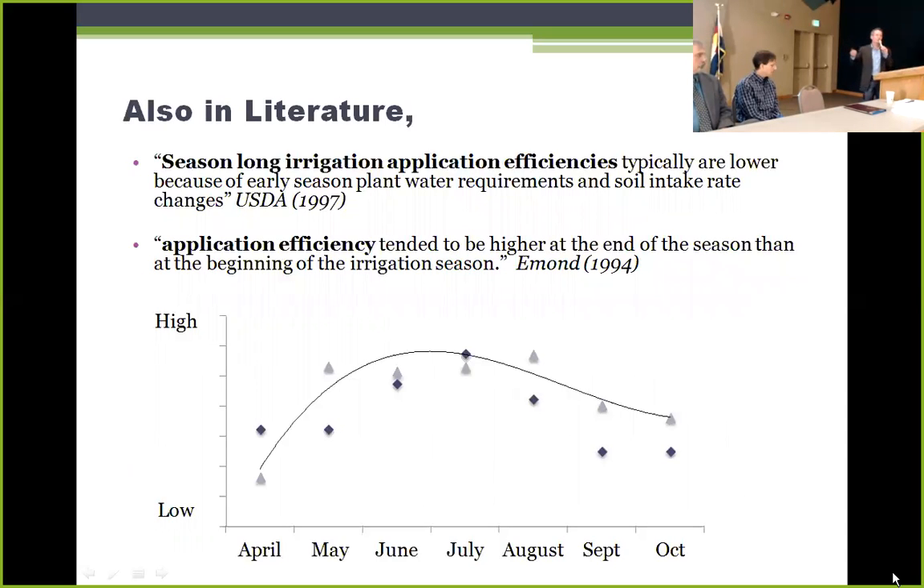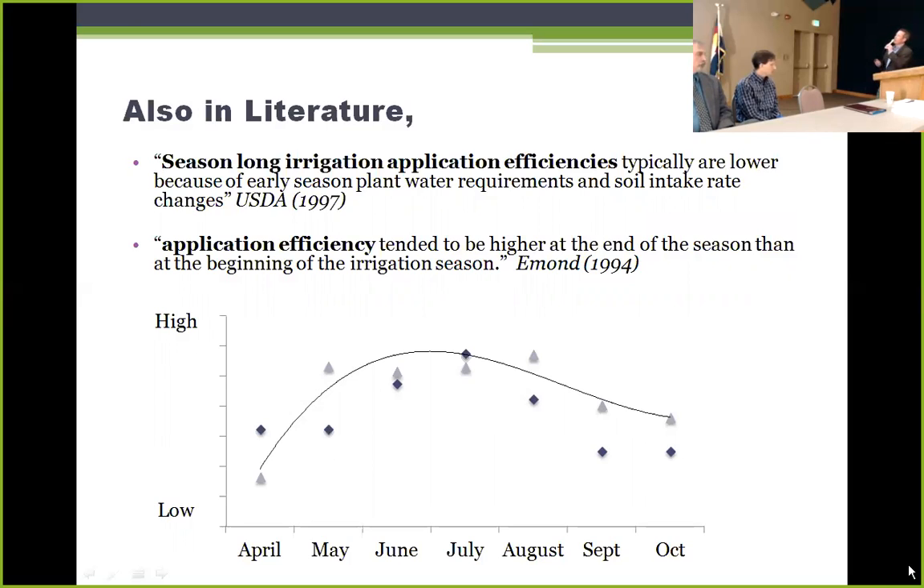One thing we've also noticed in looking at literature regarding efficiencies is that there's a lot of reference to efficiencies changing throughout an irrigation season, and they're not typically constant. And that season-long efficiencies might be lower in the early season or later in the year due to various reasons: water requirements, soil intake rates, plant growth.